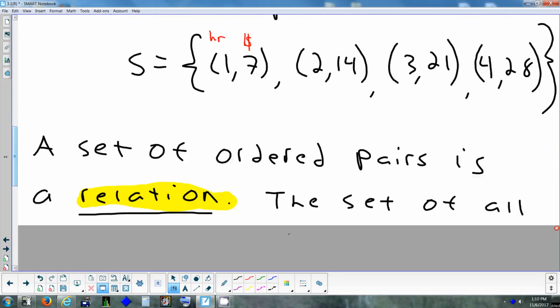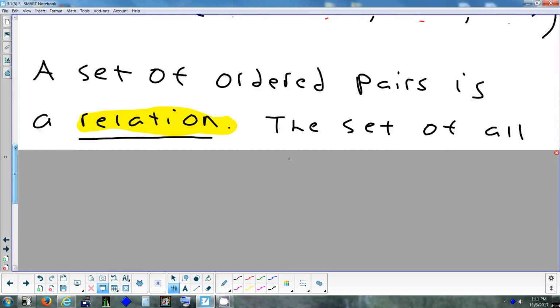So that set of ordered pairs, that is what we call a relation. I think you have a spot on your notes to write that word in. Specifically, what we have there is a set of 4 ordered pairs: 1, 2, 3, 4. And that's called a relation. So if you're ever asked, what is a relation? It's a bunch of ordered pairs. That's all it is.